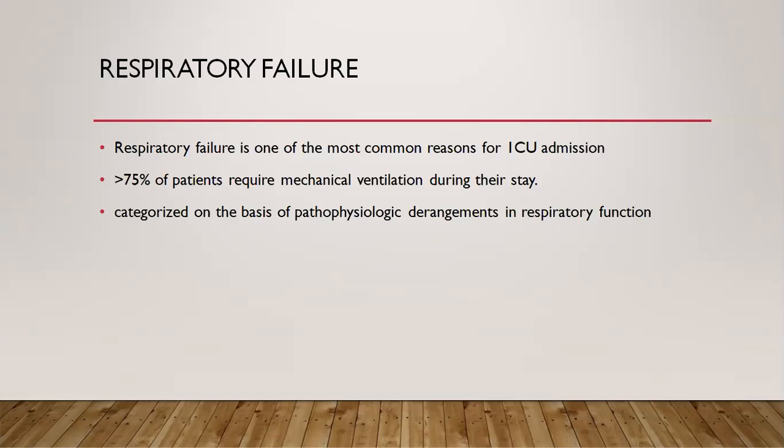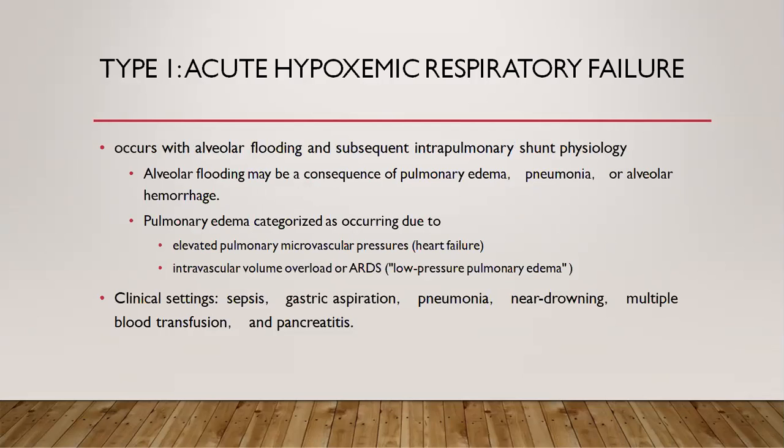So how many types of respiratory failure do you know? Let's see. We have type 1. In type 1, there's acute hypoxemic respiratory failure. Ang derangement niya is hypoxemia. This type of failure occurs with alveolar flooding and subsequent intrapulmonary shunt physiology.